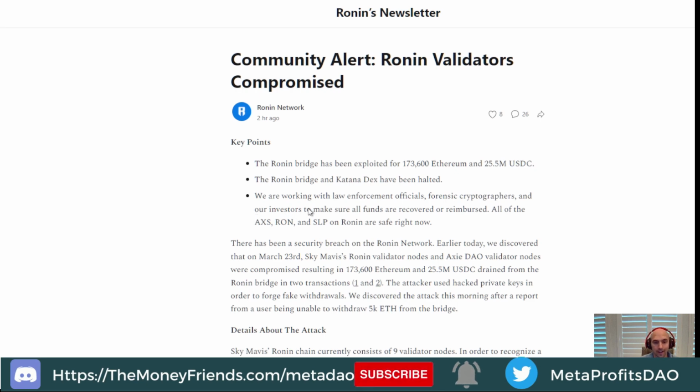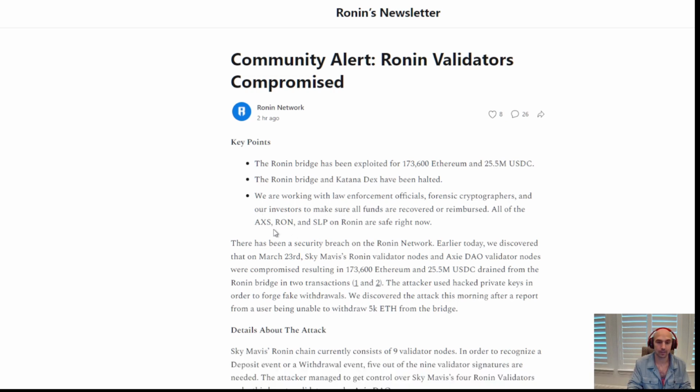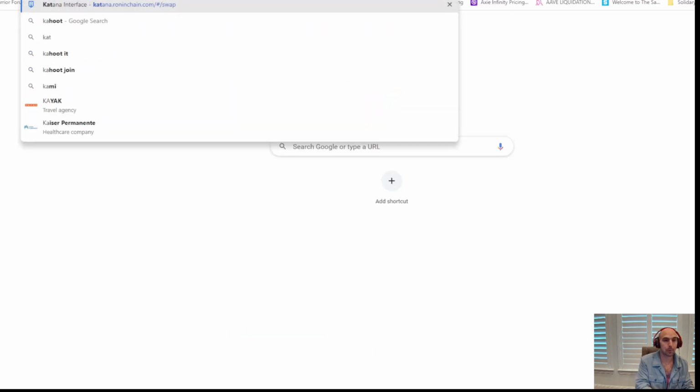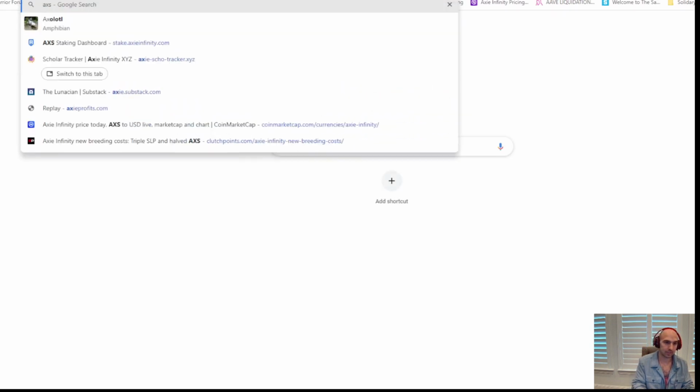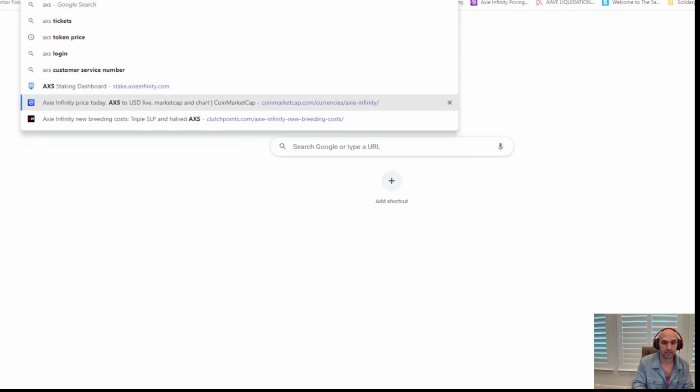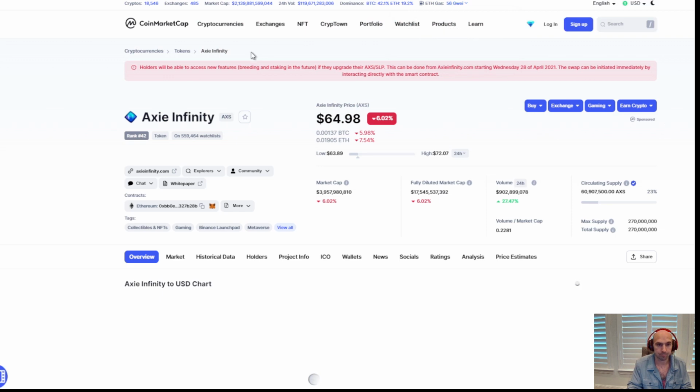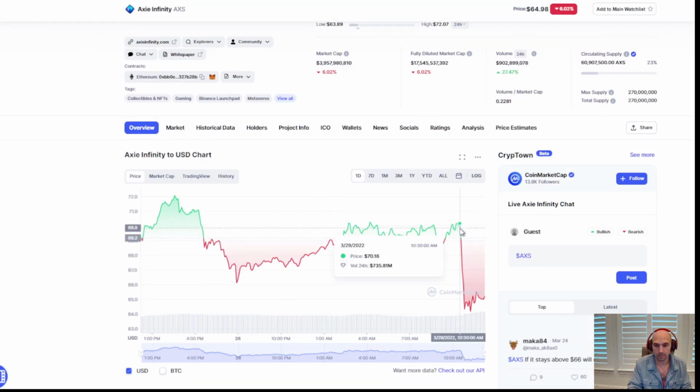The fact that they took all of this literally made the SLP, AXS, and RON tokens have no value anymore. And so that's pretty bad. We go to the swap, you will see that it's under maintenance, so you can't do anything. They did have a small drop in price. If we go to AXS on CoinMarketCap, you'll see that it had a small drop of 6% on the news.